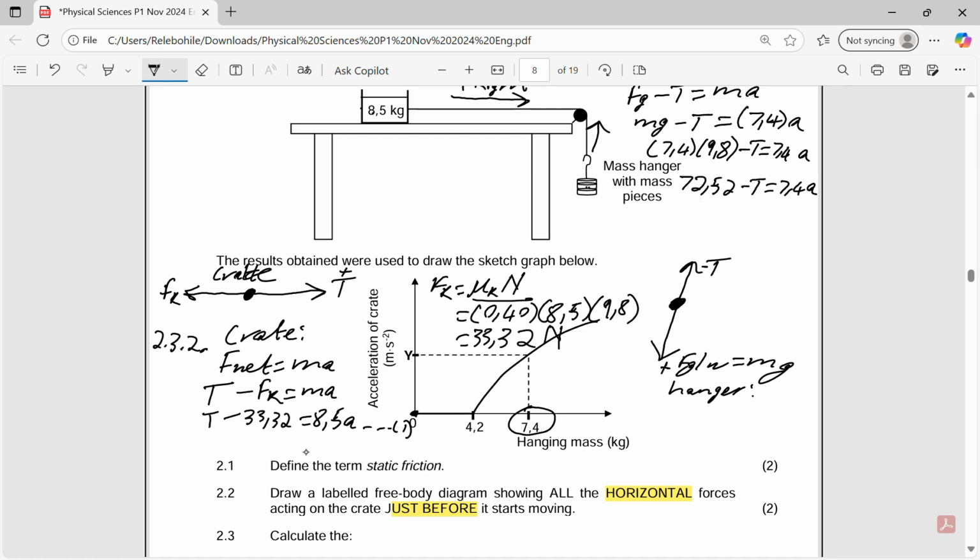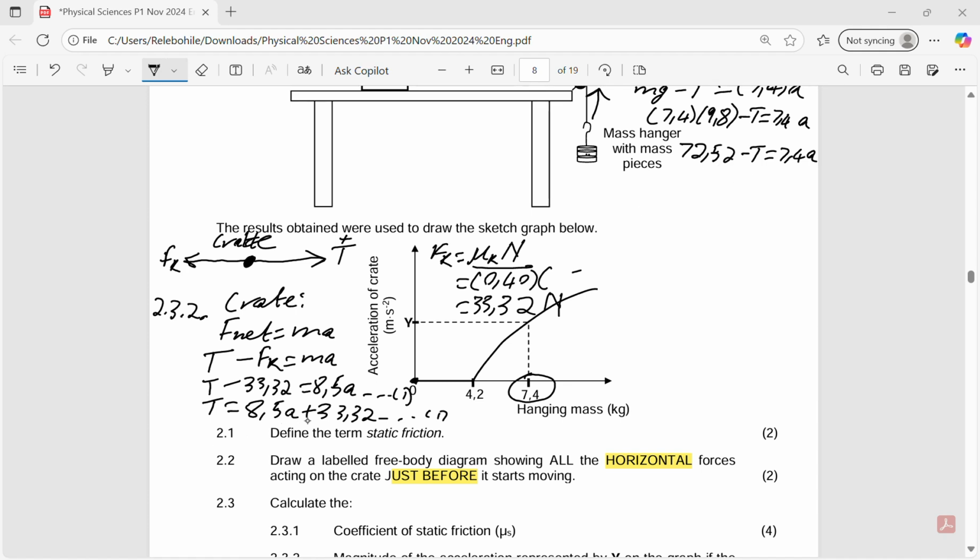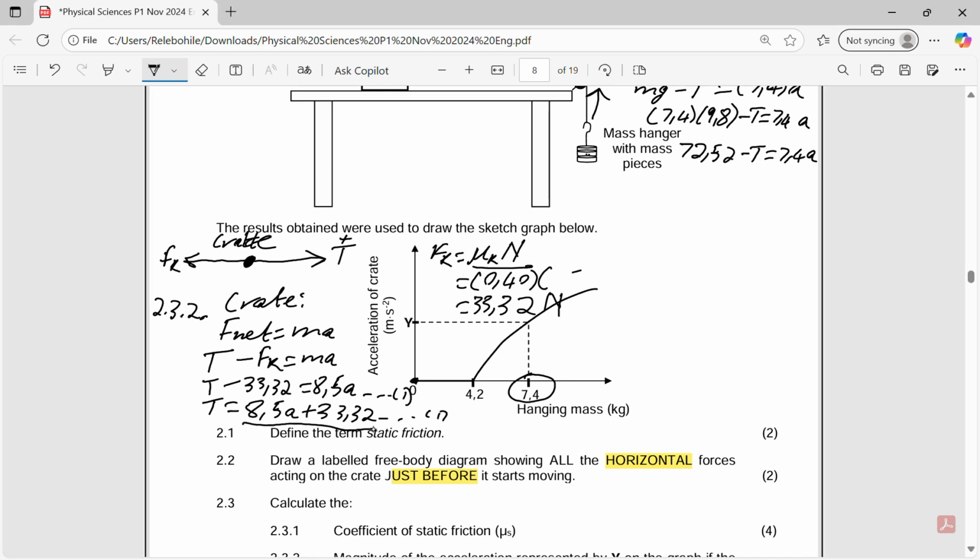From here, what I'm going to do is solve for A. How do I solve for A? On equation 1, guys, I'm going to transpose everything to the other side. Let me take this one and put it on the other side. So I can solve this equation further and say T is equal to 8.5A plus 33.32. This will still be my equation 1, and then I'll take this and substitute it here. Where I see T, I'm going to substitute with this part, the one I've highlighted there.